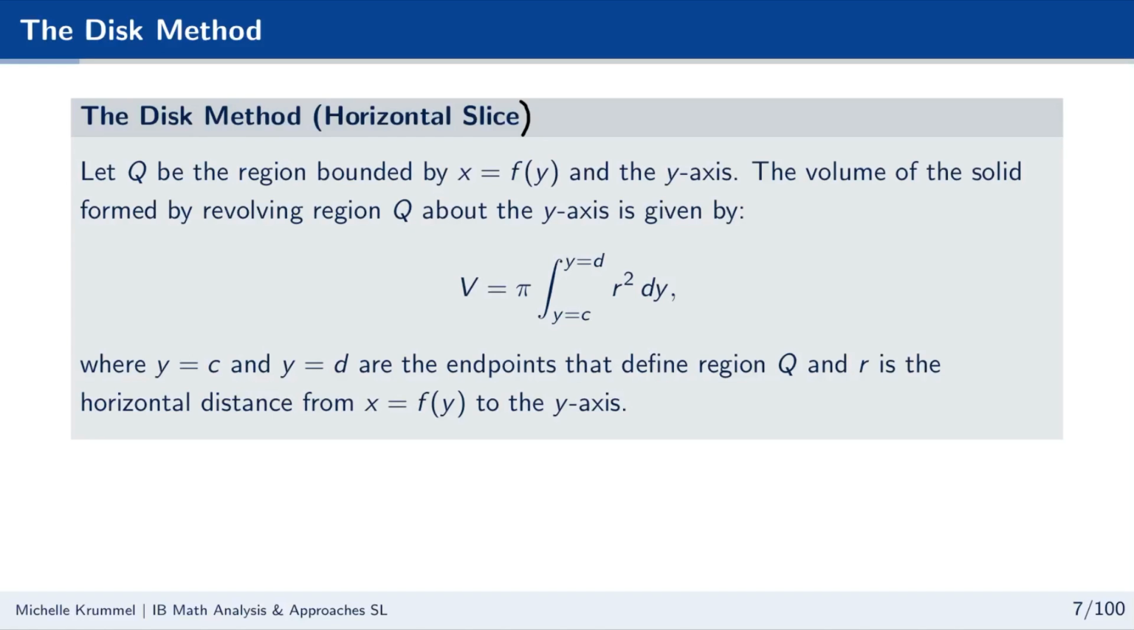Okay, so the setup is very similar to when we used a vertical slice. It's pi as our constant multiple, radius squared times the height of that cylinder, which in this case is the dy. So it all comes back down to pi r squared times the height. And since this is a dy problem, we're using y values for the lower and upper limits of integration.